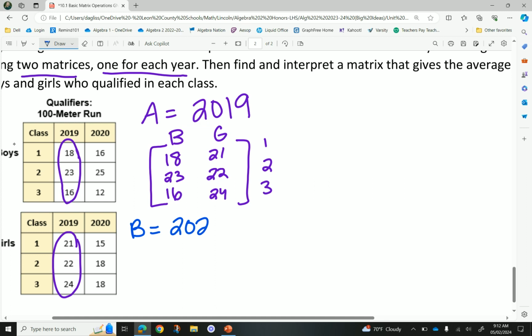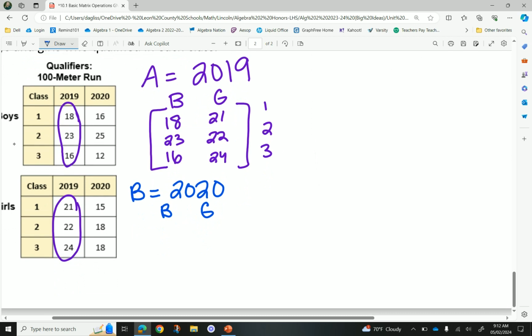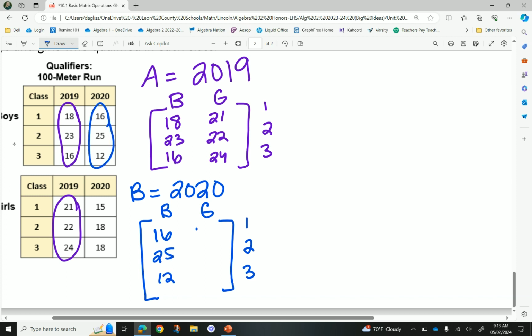All right, can you make the matrix for 2020? So we'll call matrix B our 2020 matrix. So make your matrix for the year 2020 of the qualifying boys and girls for each class. Trevor, give me the boys. Good. Chris, can you give me the girls? Yes, good.